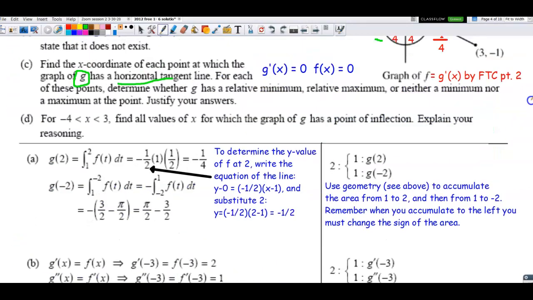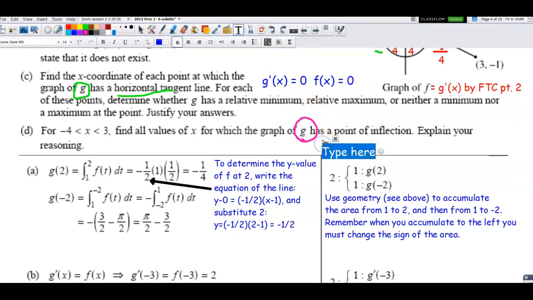And then finally in letter D, for -4 to 3, find all values of x at which the graph of g, original, has points of inflection. Explain your reasoning. So we know from the All About Me sheet, I've said that in so many videos that I've been making, but most of the test, and even part C, was All About Me sheet.